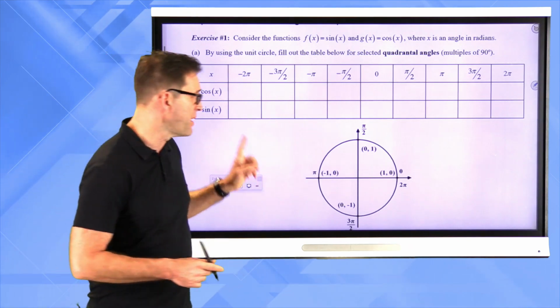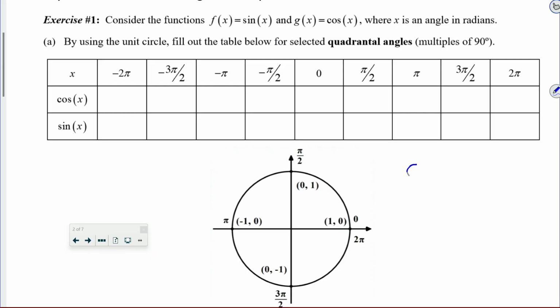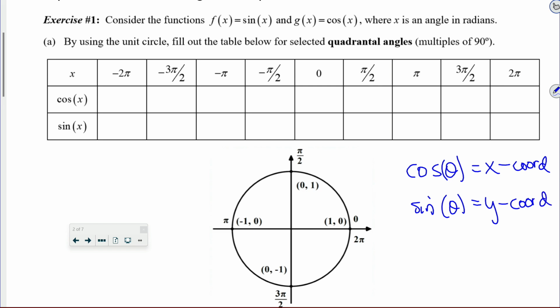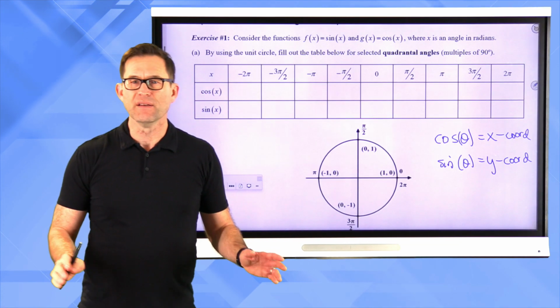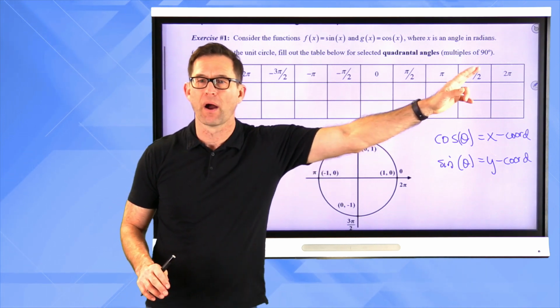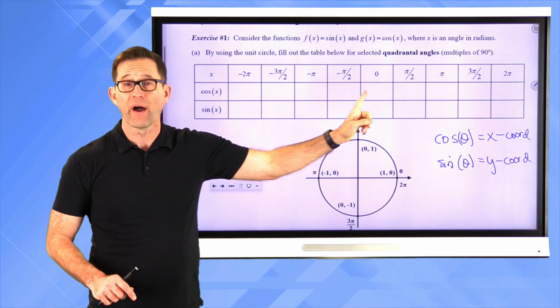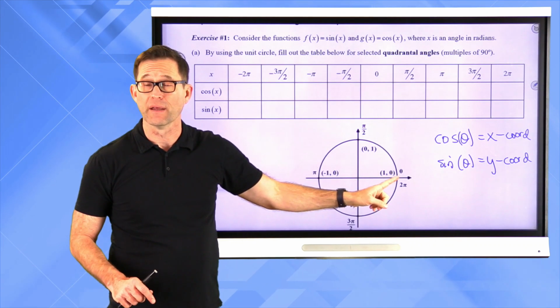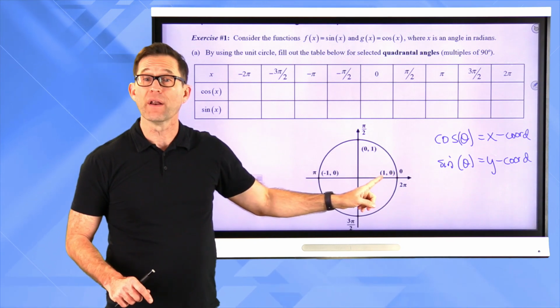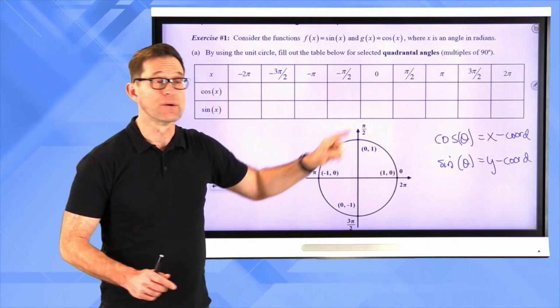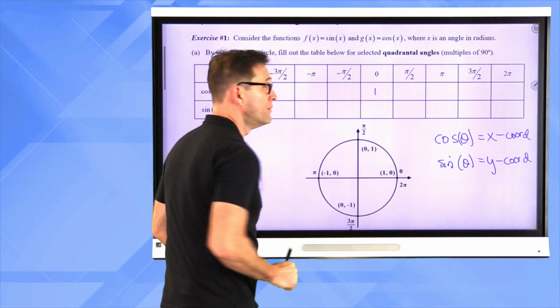Now, remember this basic fact. Never forget, the cosine of an angle is equal to the x-coordinate on the unit circle, and the sine of the angle is equal to the y-coordinate on the unit circle. So let's just talk about the easy ones, 0, pi over 2, pi, 3 pi over 2, and 2 pi, and let's start with the cosine function. If I go to an angle of 0 radians on the unit circle, the x-coordinate is equal to 1. So the cosine of 0 is equal to 1.